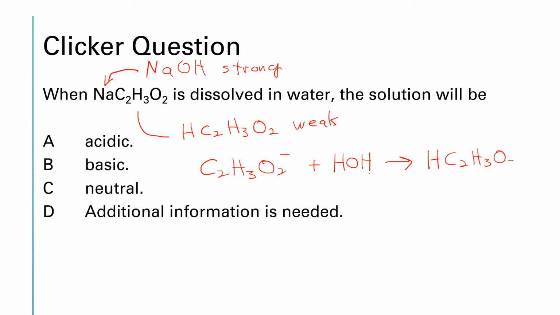You could even think of this in terms of a tug of war over that proton, and acetate is stronger at grabbing the proton, or hanging onto the proton, than hydroxide is. Hydroxide, being a strong electrolyte, just lets it go. And so that proton transfers over to the acetate ion, leaving behind a hydroxide ion. That hydroxide ion makes this solution basic.